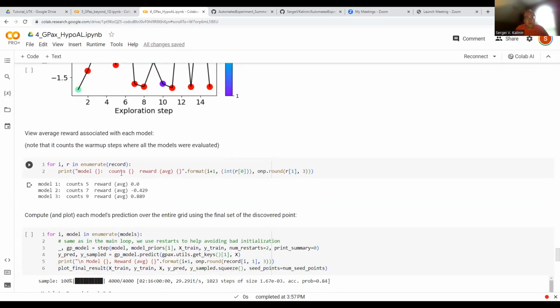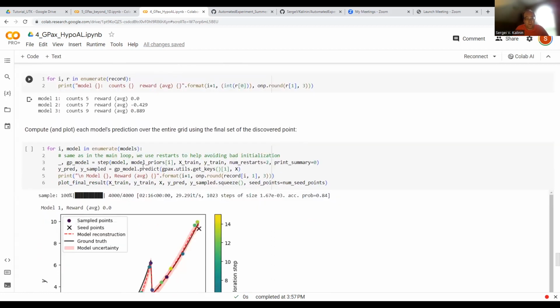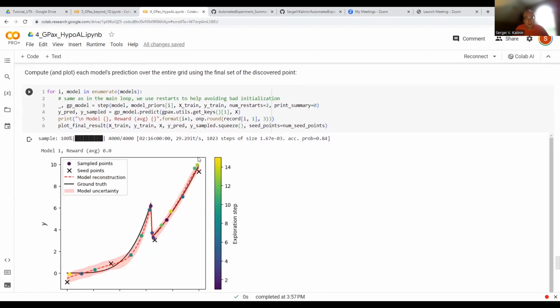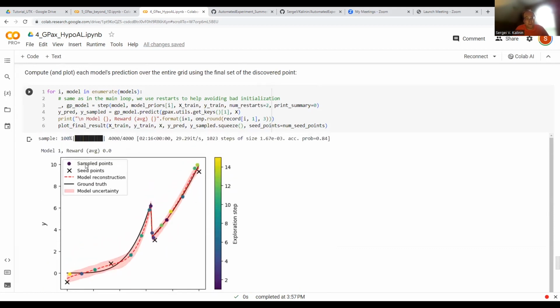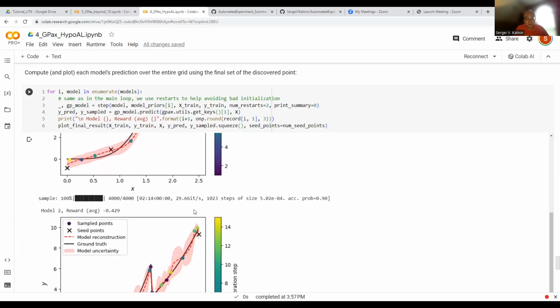We can look at the rewards associated with each model, and we can create the prediction by each model in the end. So this is the prediction by the first model. So it's clearly not particularly good, but it's not that far off. It managed to find the position of the jump, but clearly the behavior on the left and on the right of the jump is completely off, as it should be.